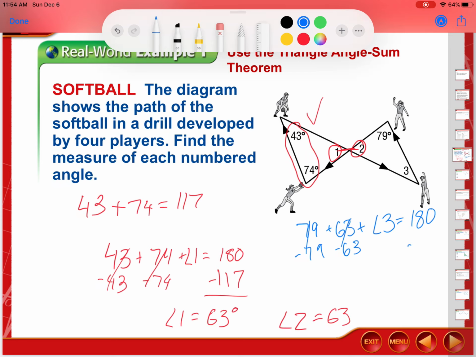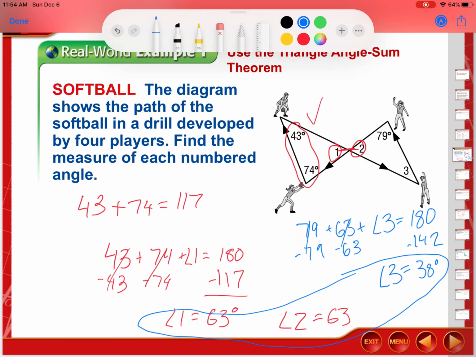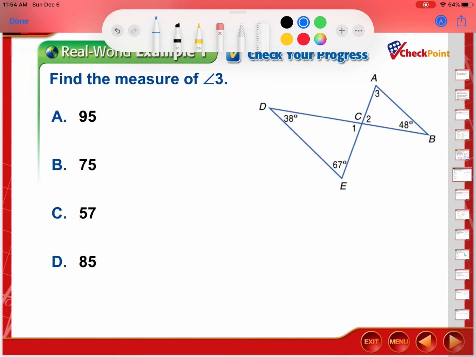And then if we subtract 79 and 63, minus, what would that be? That would be 142. 180 minus 142, we end up with angle 3 equals 38 degrees. So that would solve for every numbered angle. You're going to see a lot of problems that want you to solve for every numbered angle. This is just a concept that we're going to get very used to.